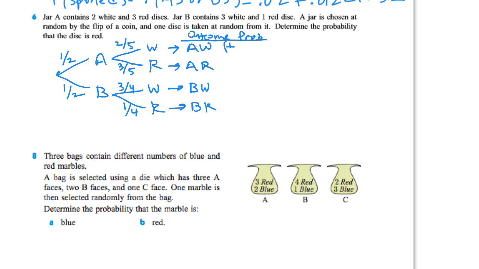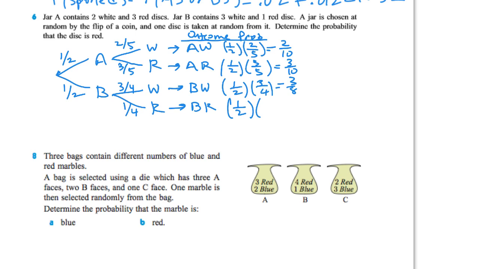So if we multiply a half times 2/5, we get 2/10. If we multiply a half times 3/5, we get 3/10. A half times 3/4, we get 3/8. And a half times 1/4, we get 1/8. Okay, always the sum will be 1.